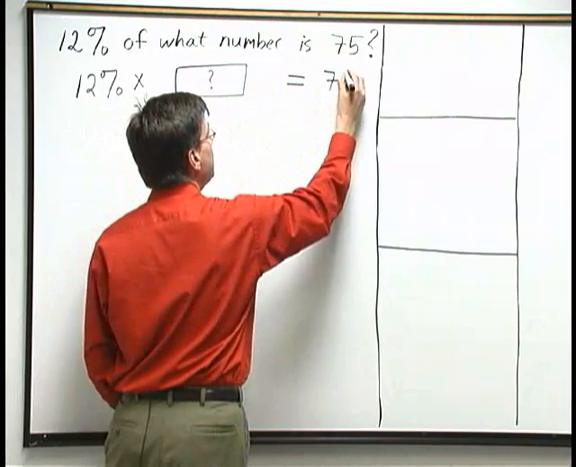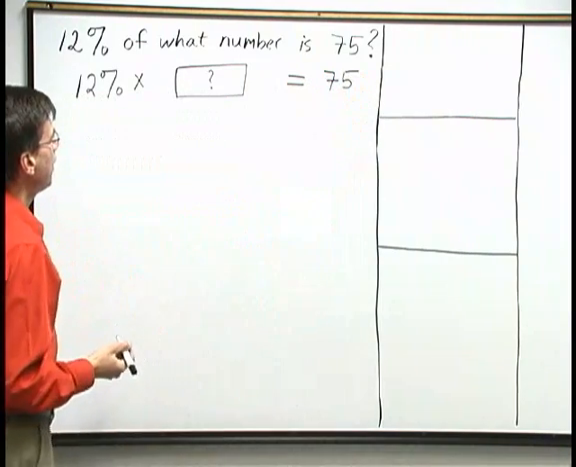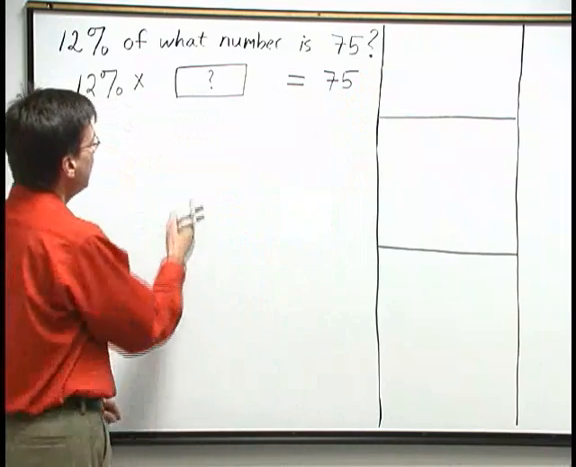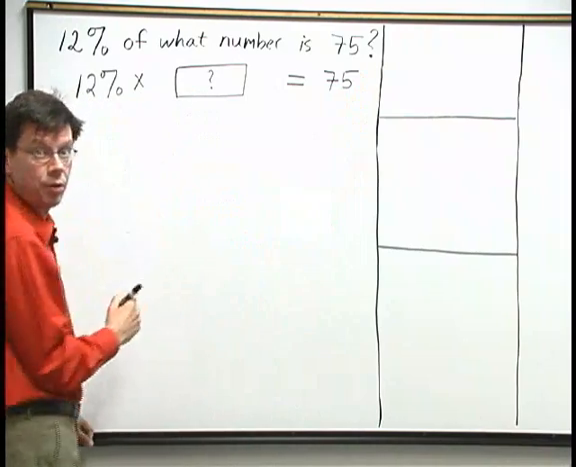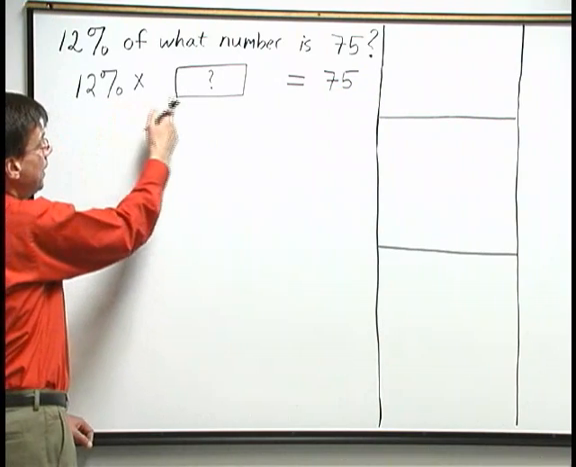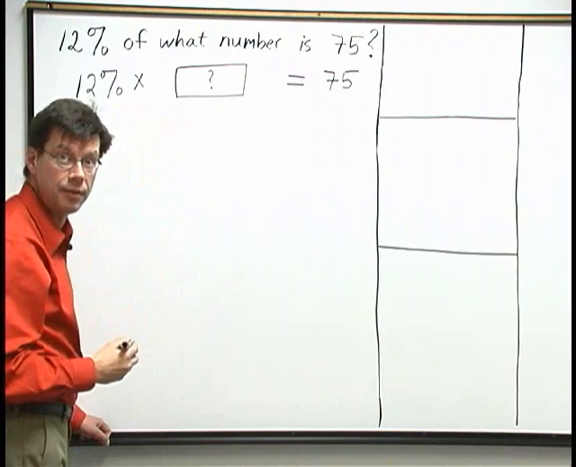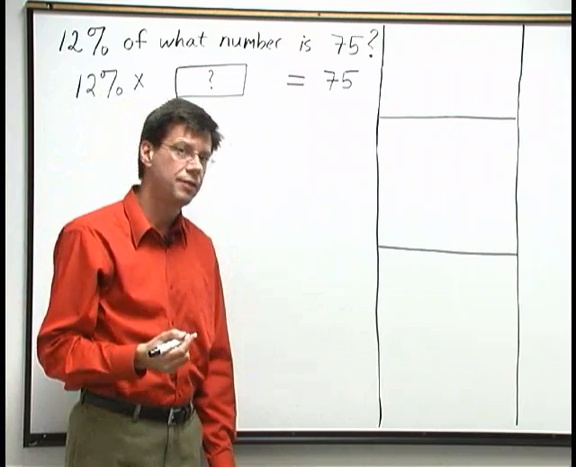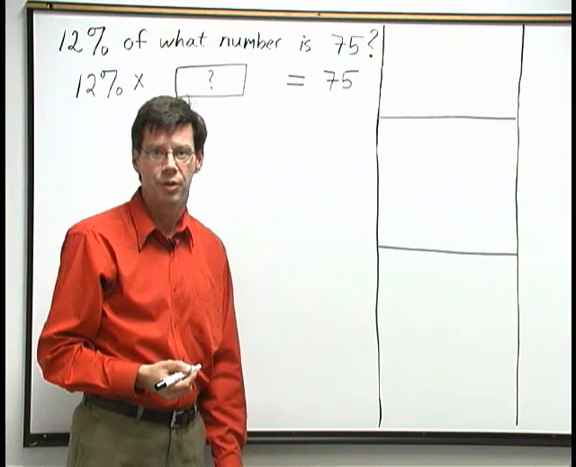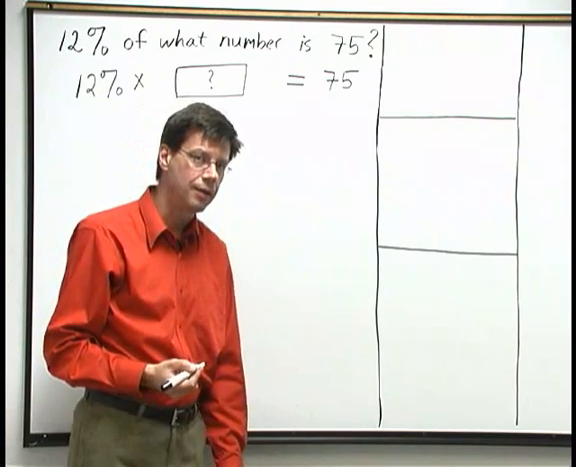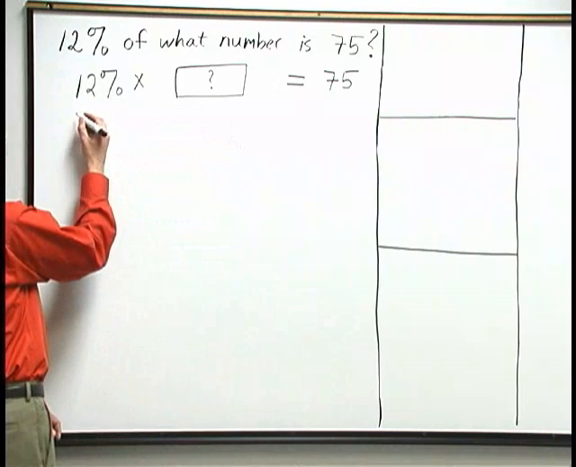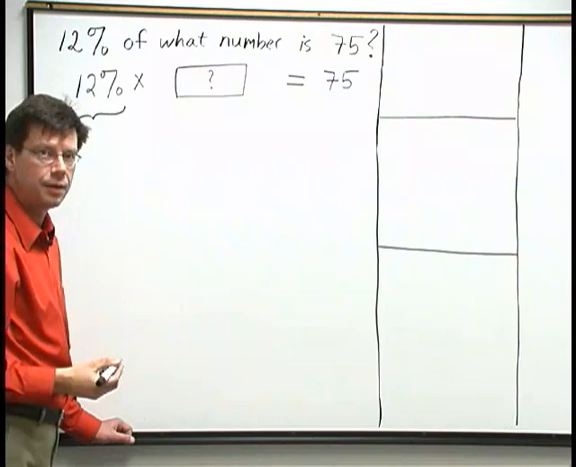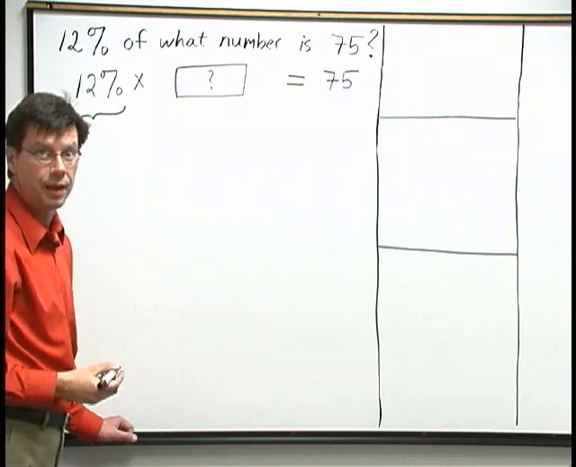I'll write the 75. Now here, while this problem is worded using multiplication, I'm missing one of the two numbers to multiply. 12% times what is 75? Because I'm missing one of the two numbers to multiply, we're going to have to divide to get the missing number here. But before we divide, we need to convert the 12% into a number without a percent sign. We need to get rid of that percent sign.